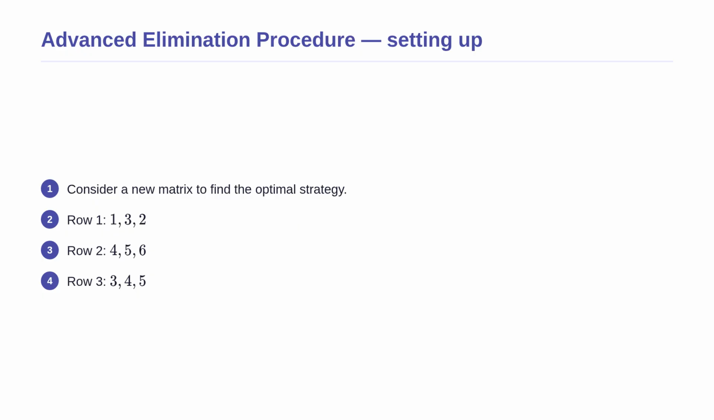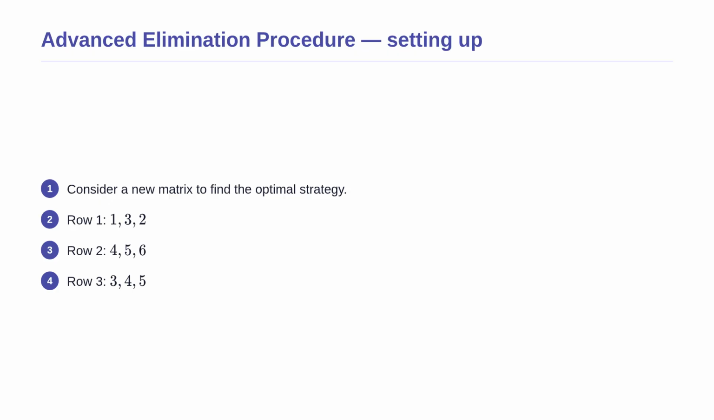Imagine a new matrix where row 1 has the values 1, 3, and 2. Row 2 has the values 4, 5, and 6. Row 3 has the values 3, 4, and 5. We want to find the optimal strategy by eliminating dominated strategies. We will scan the rows first to find a row that is completely beaten by another row. This requires us to compare pairs of rows systematically.